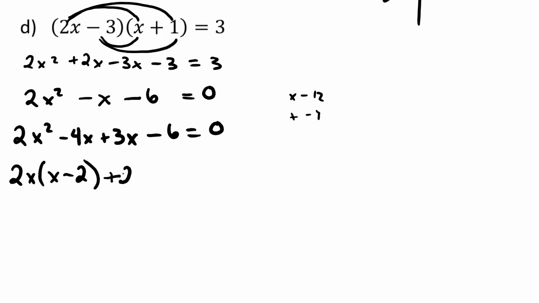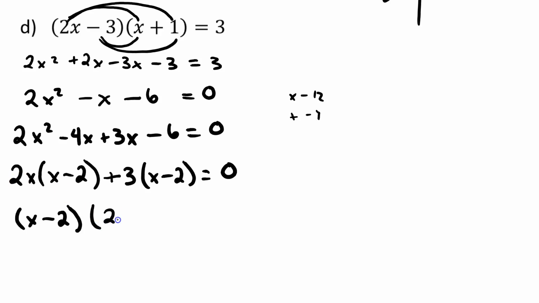So I'm going to factor out a not 2, but a 3 from both of these, and that becomes x minus 2. I do my happy little dance of joy because that means that my technique has worked because I have two factors that are the same. So out of the first term and out of the second term, I'm going to factor out an x minus 2. And then what's left is 2x plus 3 equals 0.